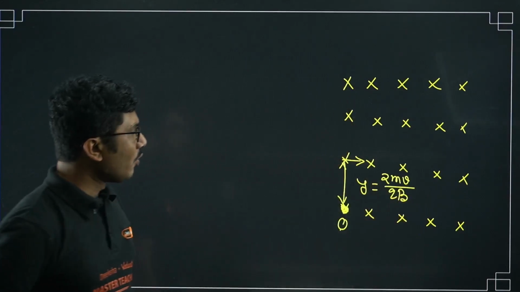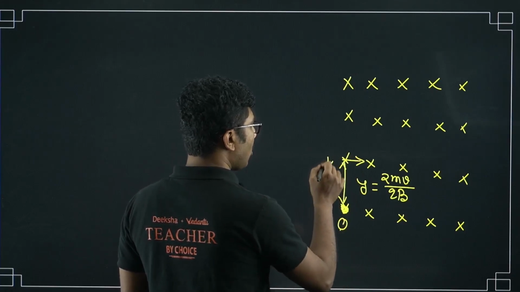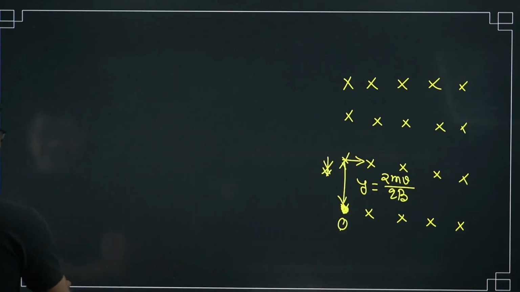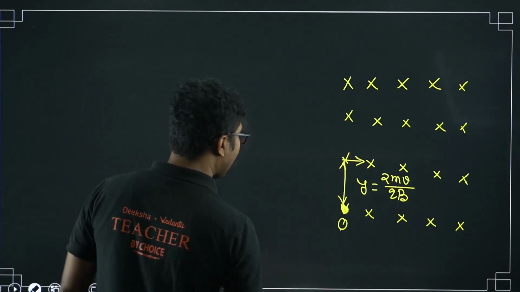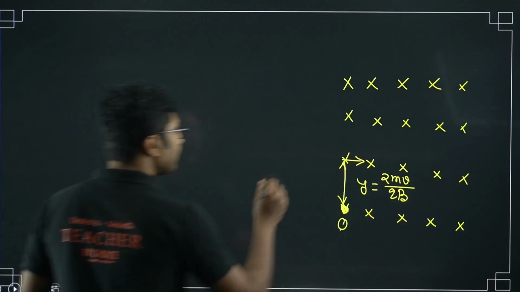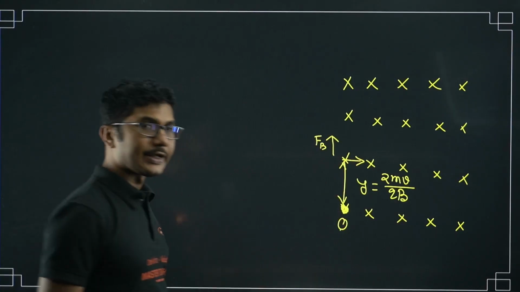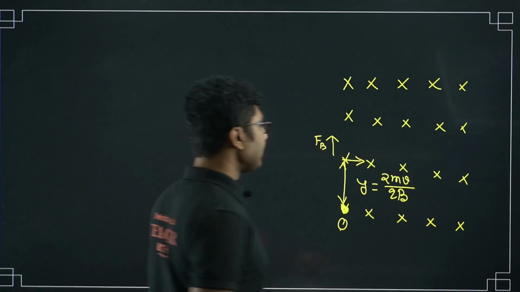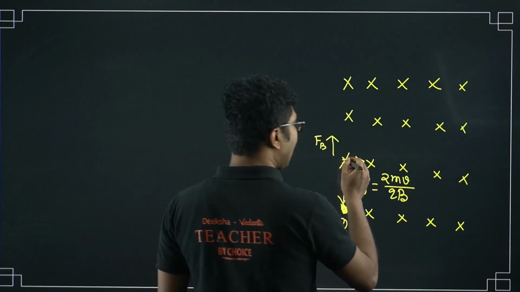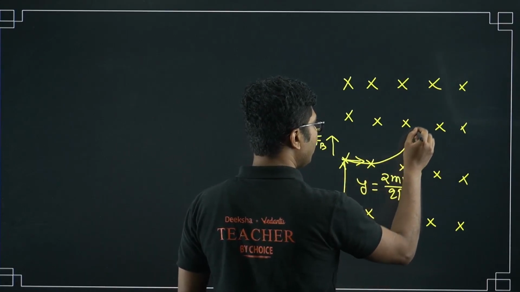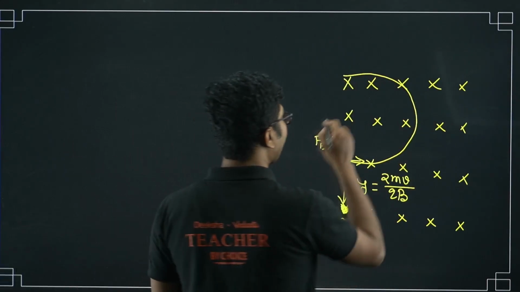Now when you switch off the electric field, the downward force, the electric force acting on the charge, is gone. But the magnetic force, which was in the upward direction, is still acting on the moving charge, and they are in the perpendicular direction. So what will happen? This charge will move in a circular path, as we know.